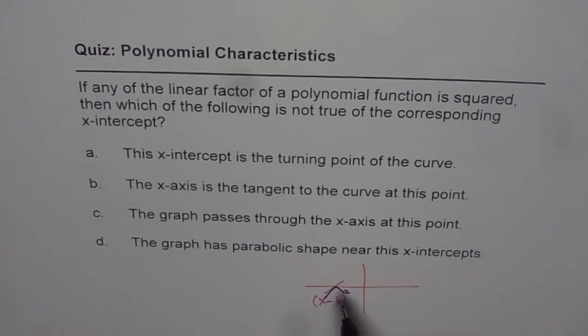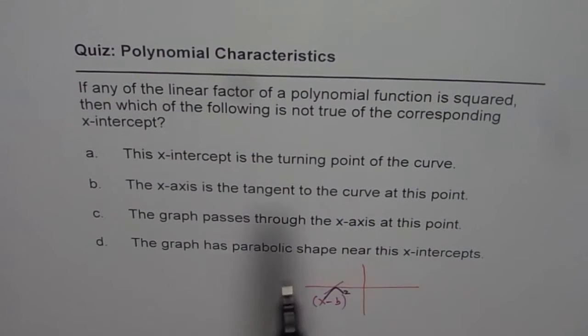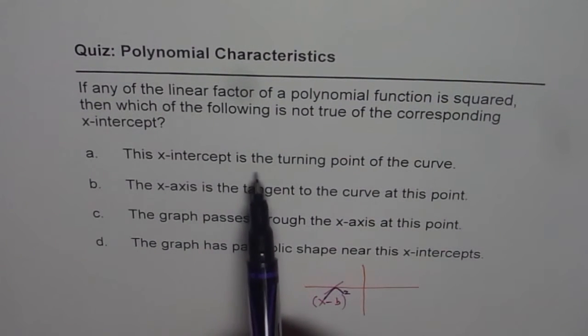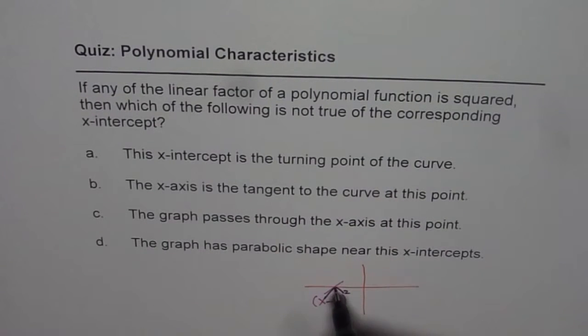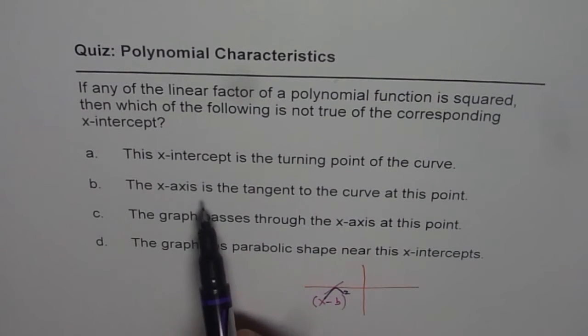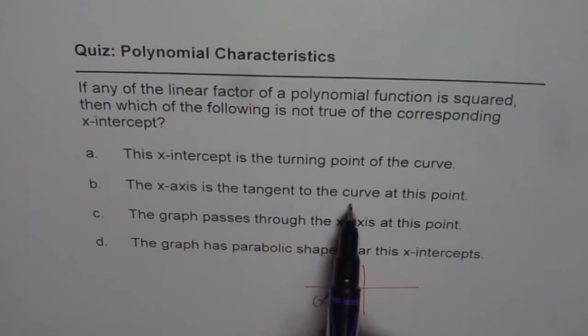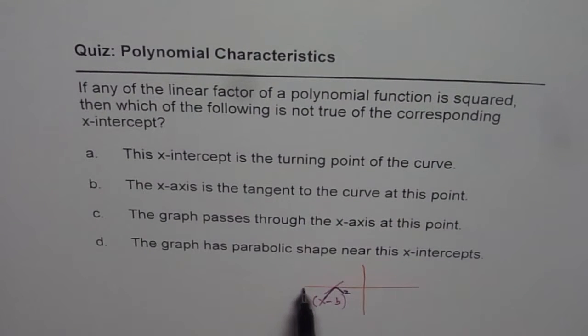Now let's look into the choices. This x-intercept is the turning point of the curve. That is correct. So here the curve will turn. Part B is, the x-axis is tangent to the curve at this point. That's perfect. That is x-axis, and as you can see, x-axis is tangent to the curve at that point.